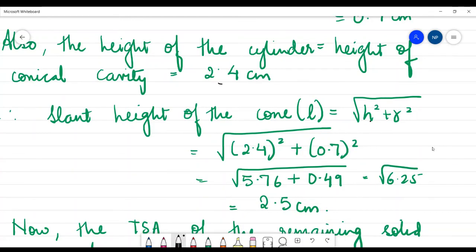Height is given as 2.4 centimeter. So 2.4 square will give you 5.76, and radius is given as 0.7. So 0.7 square will be 0.49. Add both of the two, you will get under root of 6.25. On opening up the under root, we will get 2.5 centimeter.